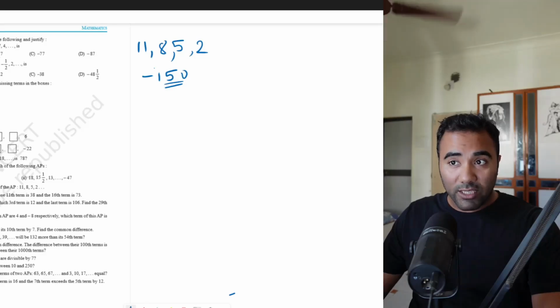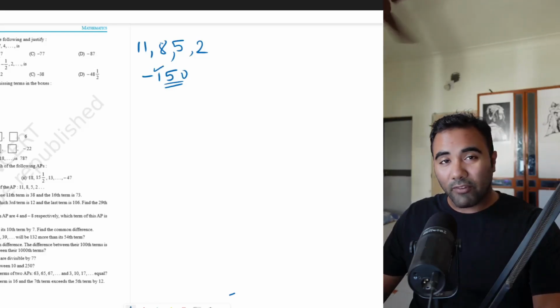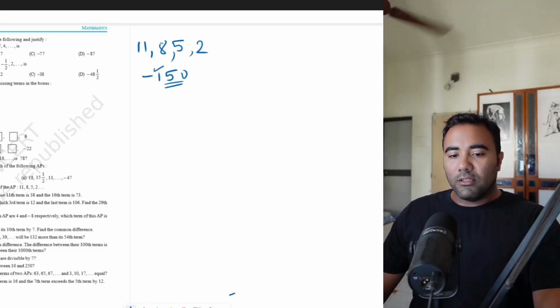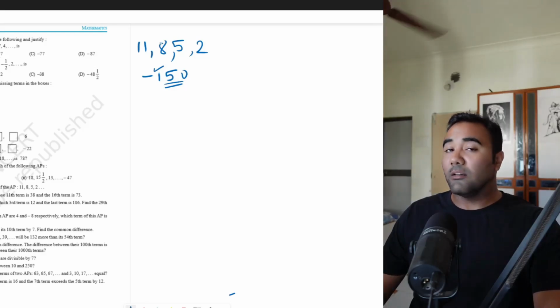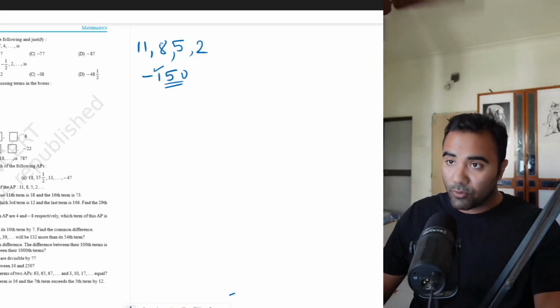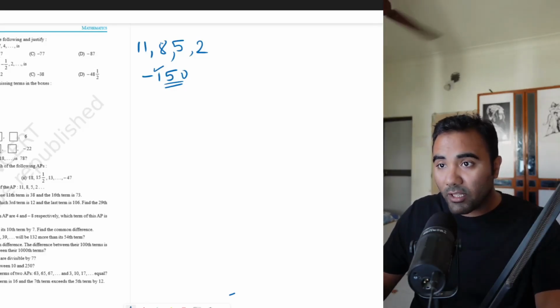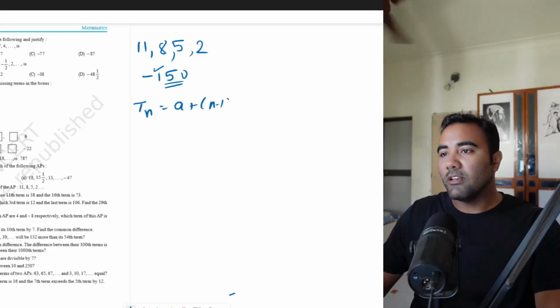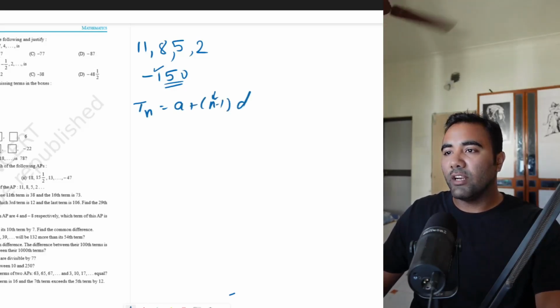So you know the exact number. How do you find the exact position of this number in the arithmetic series? When I say position, I mean first number, second number, third, 10th, 11th, 15th, 16th number. So that way I'm talking about position. We only have one formula for that, that is Tn is equal to a plus n minus 1 d. Now we need to find this n, the position.